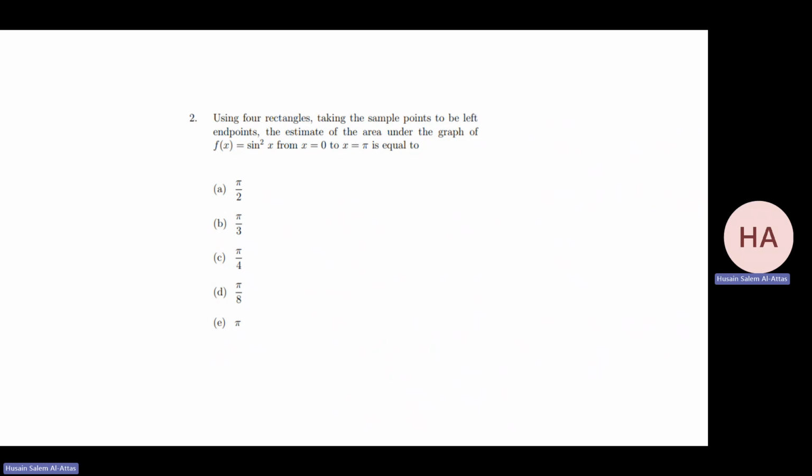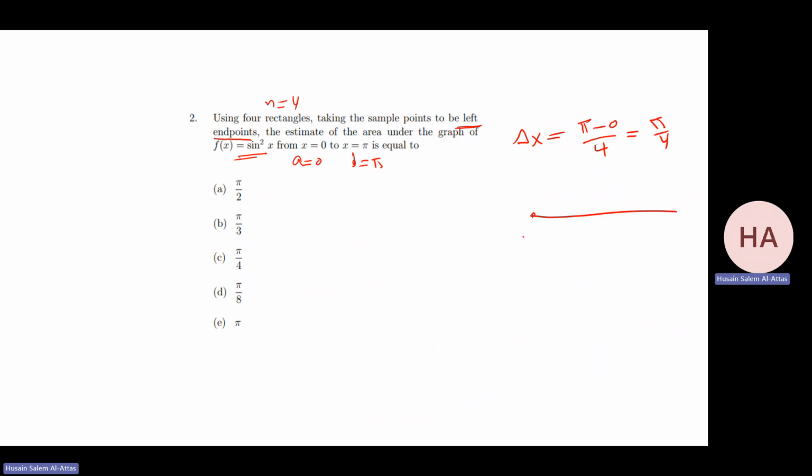Using 4 rectangles, taking sample points to be left endpoints, to estimate the area for this function. This is a, and n equals 4, and this is b. What will be delta x? It will be pi minus 0 over n, which is 4. So that will be pi over 4.